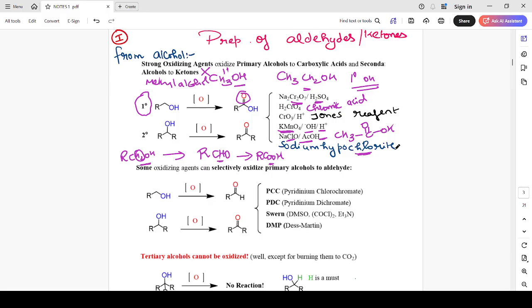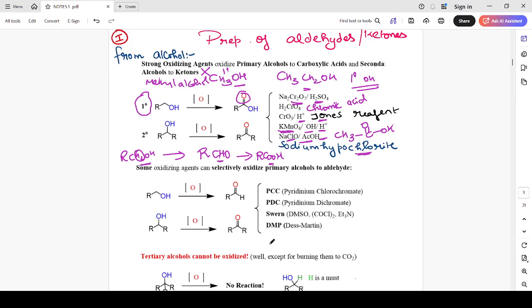Ma'am, CrO3 is Collins reagent, right, ma'am? Wait. The last reagent you are seeing is Jones reagent, chromium trioxide in acidic medium. Depending upon the medium, the reagent is different. If it is basic medium, then you call it Collins reagent. If it is acidic medium, we call it Jones reagent.